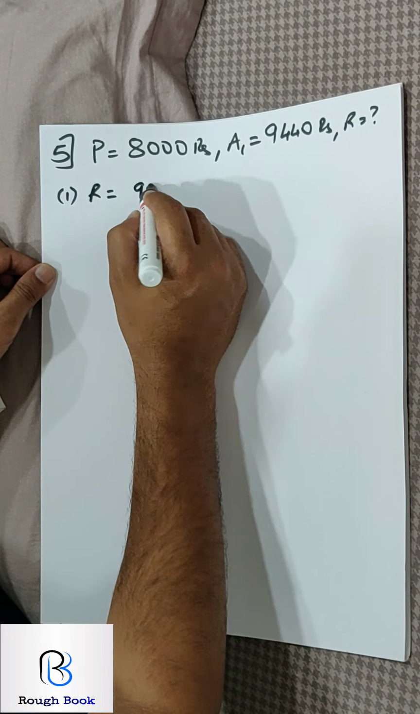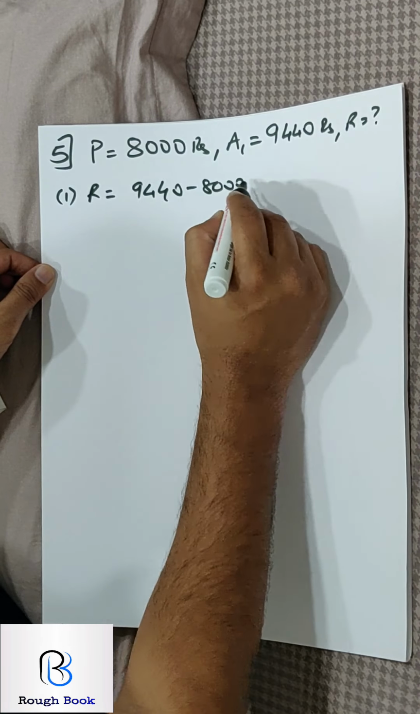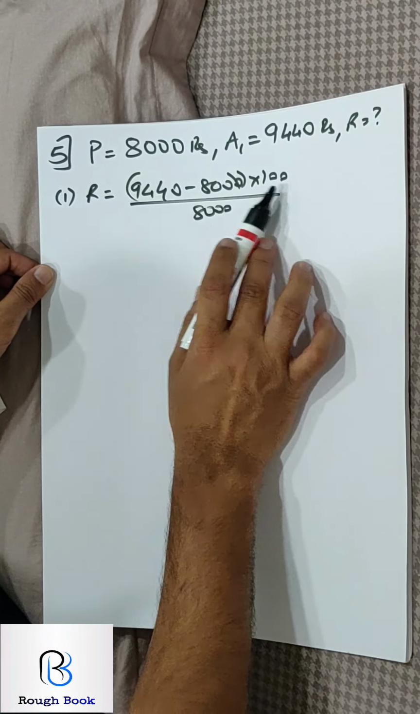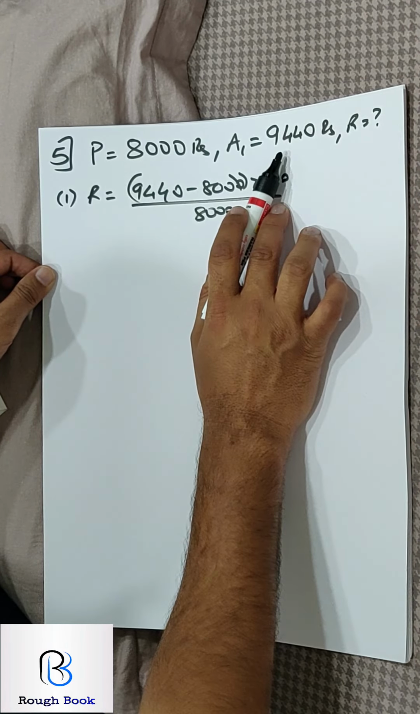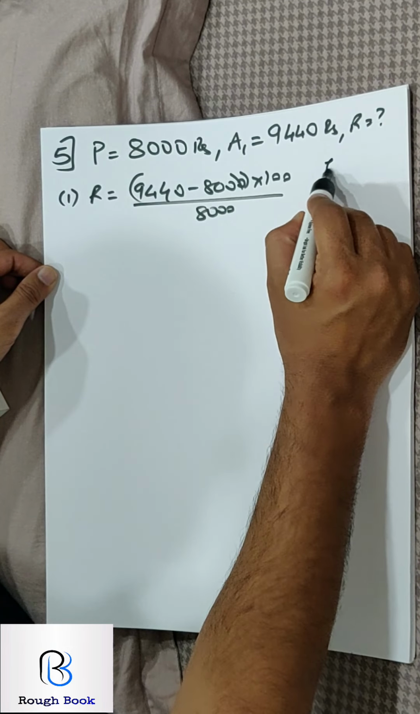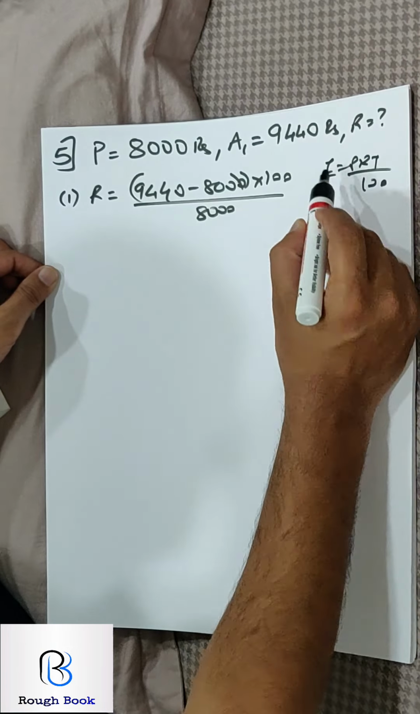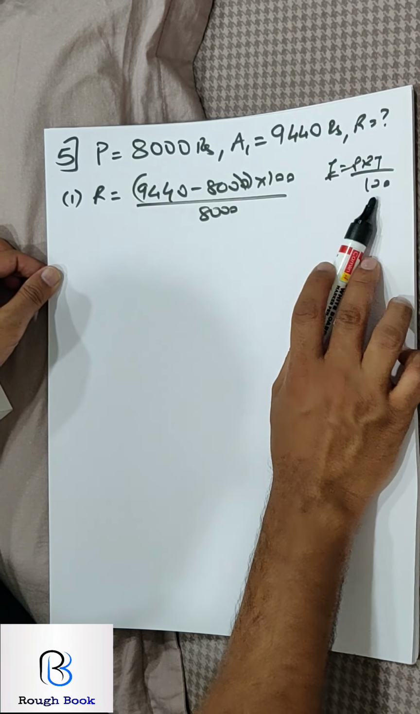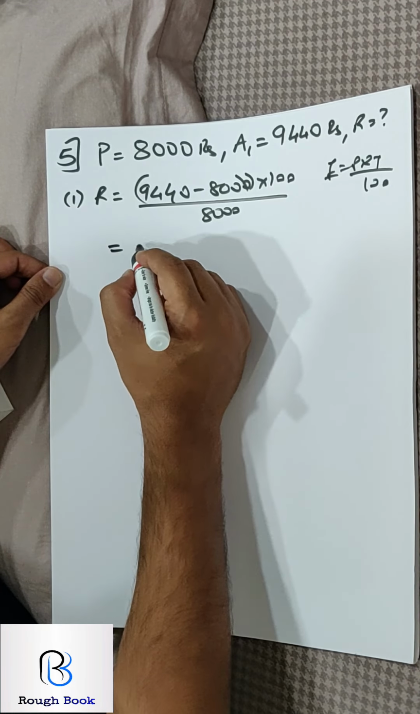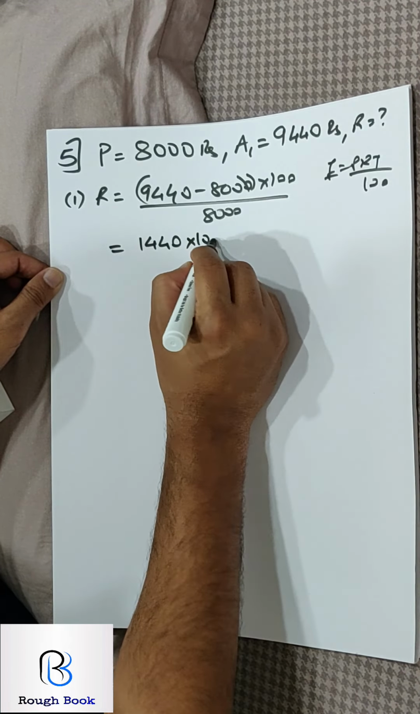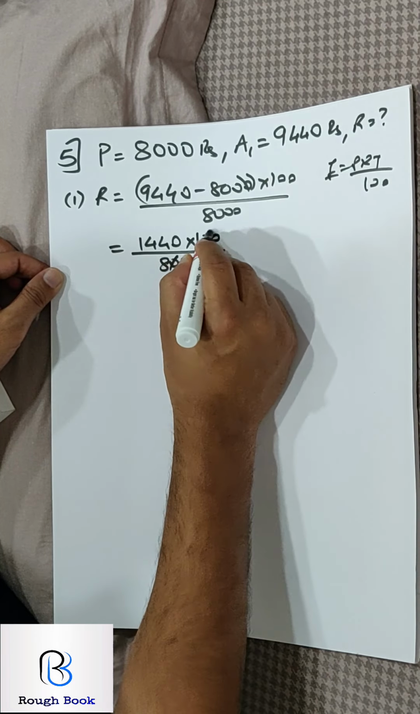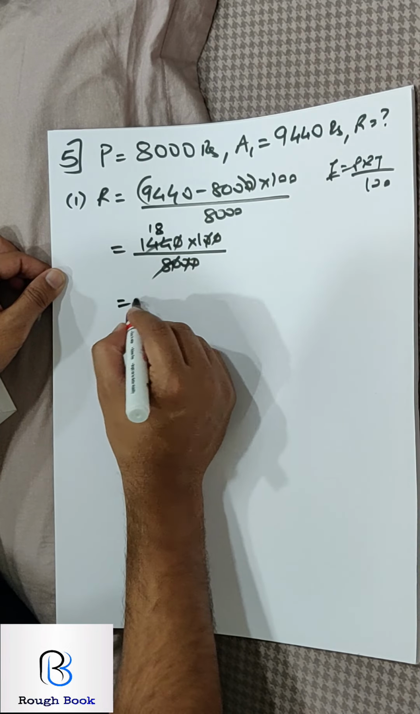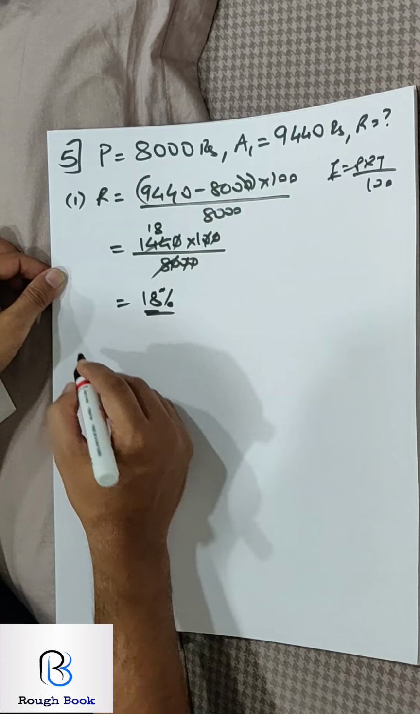So rate is 9440 minus 8000 into 100 upon 8000. Or you can use the typical interest formula, subtract, get the interest as 1440, and then use I is equal to PRT by 100. So your interest will be 1440, principal 8000, rate unknown, time 1 year and 100. Either of the methods, you should get the same answer. So 1440 into 100 by 8000, 3 zeros get cancelled, 8 ones are 8, 64, so 8 8s are. So you should manage to get your rate as 18%.